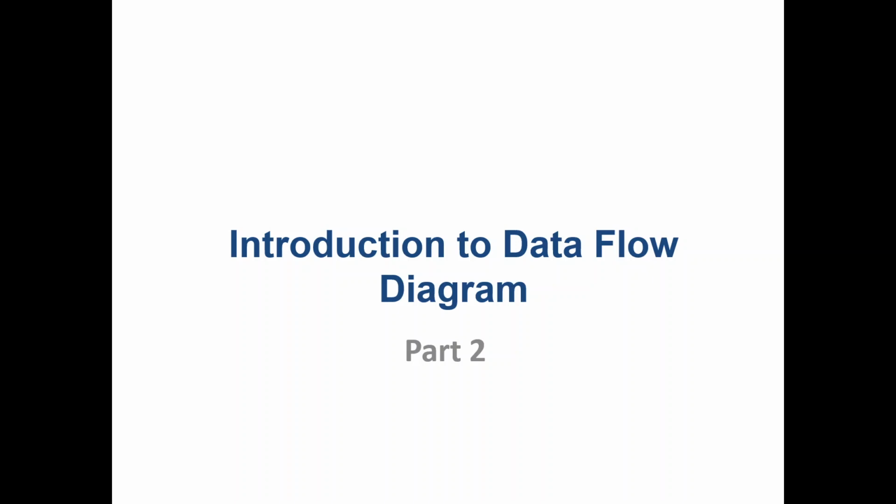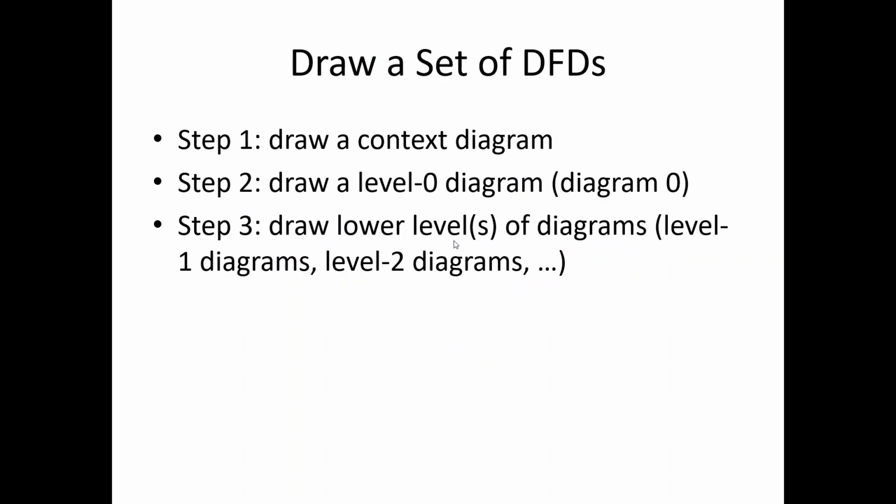In this session, I'm going to continue the introduction to data flow diagram. We need to draw a collection of data flow diagrams. First step, we draw a context diagram. And then we decompose the context diagram to level 0 diagram, which is also called diagram 0. And after that, we decompose level 0 diagram into lower levels of diagrams, such as level 1 diagrams, level 2 diagrams, so on and so forth.